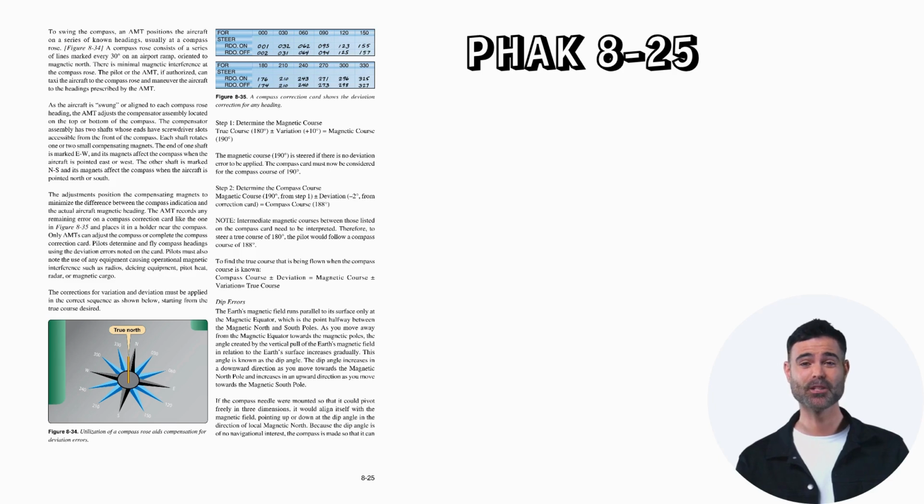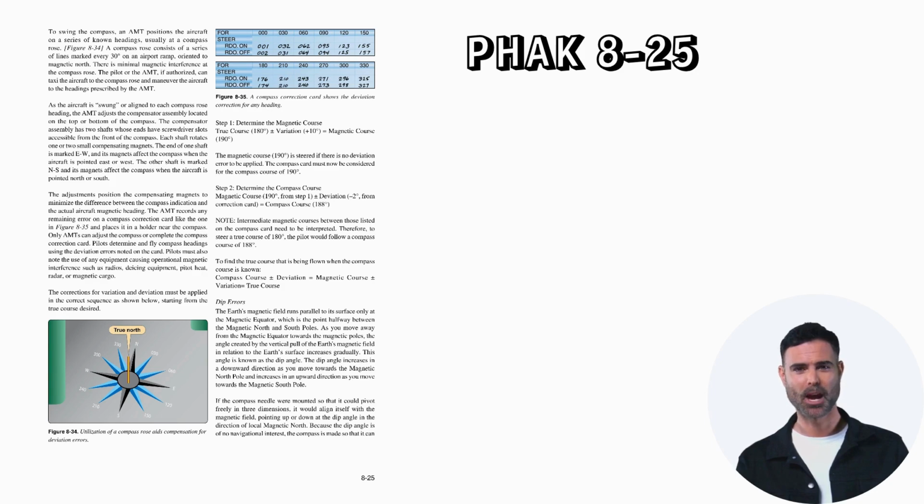Dip errors. The Earth's magnetic field runs parallel to its surface only at the magnetic equator, which is the point halfway between the magnetic north and south poles. As you move away from the magnetic equator towards the magnetic poles, the angle created by the vertical pull of the Earth's magnetic field in relation to the Earth's surface increases gradually. This angle is known as the dip angle. The dip angle increases in a downward direction as you move towards the magnetic north pole and increases in an upward direction as you move towards the magnetic south pole.